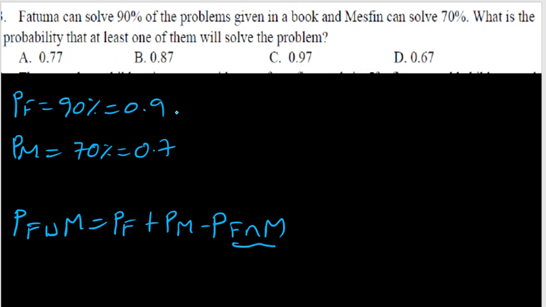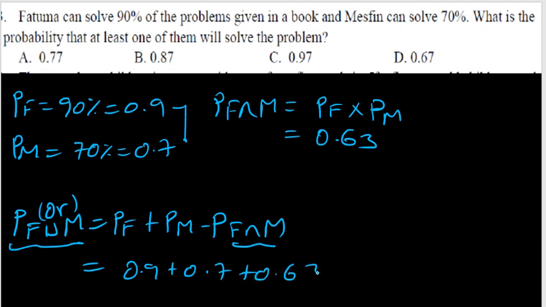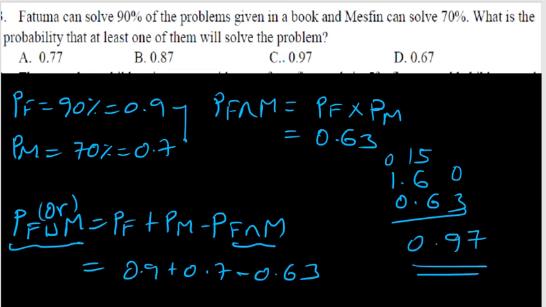How to get this one? Since it is independent probability, the probability of Fatima and Mesvin will be the probability of Fatima times the probability of Mesvin. They are doing it independently, so when we multiply the two, it will be 0.63. Therefore the probability that at least one of them will solve means the union, either of the two. Mathematically, union means or. So that's going to be 0.9 plus 0.7 minus 0.63, the last one must be subtracted. When you add the two, it's going to be 1.6 minus 0.63. When you subtract, the probability will be 0.97, so that is C.